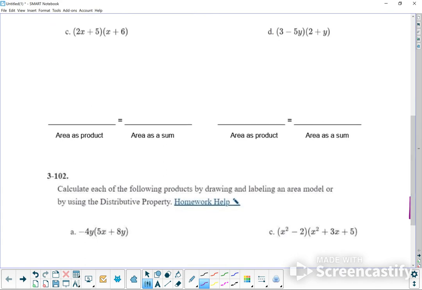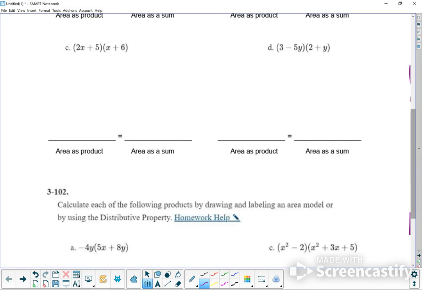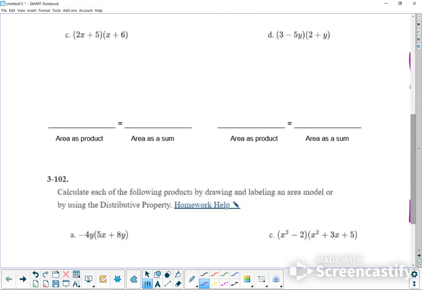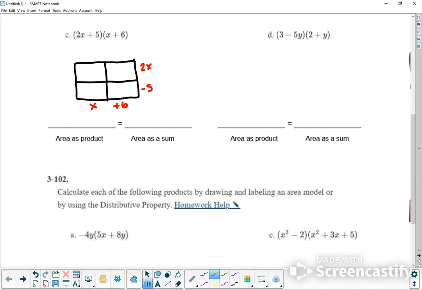Okay, same thing. But this time, no area model has been made for you, so you have to make your own. Okay, so area model like this, and you can put the units on any side or wherever. So for example, that 2x plus 5, I can put it right here, and then that x plus 6, I can put it right here. I'll do it differently for the next one, and you can see it's the same thing.